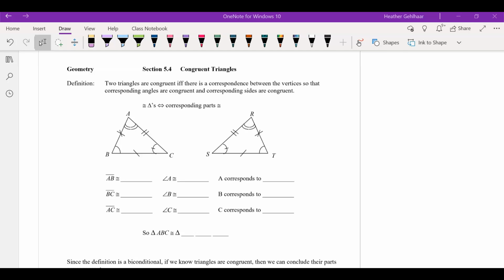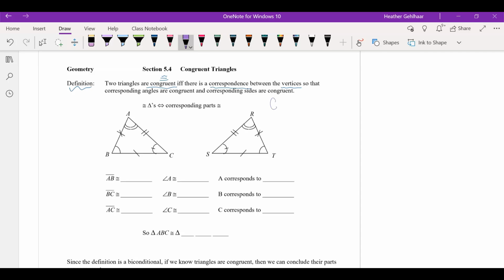In these notes, you're going to be learning about congruent triangles. So up here we have a definition. It says two triangles are congruent if there is a correspondence between the vertices, so that corresponding angles are congruent and corresponding sides are congruent. So there is a mouthful statement that you will learn.